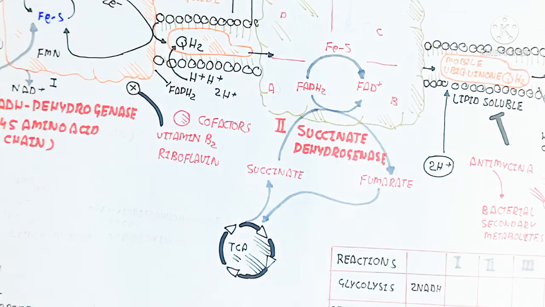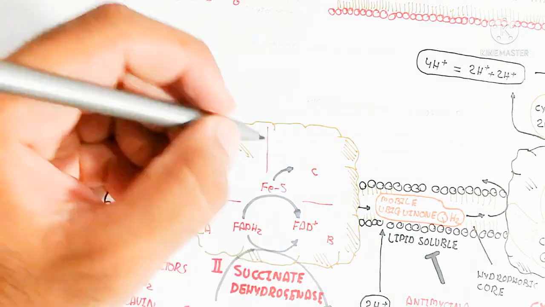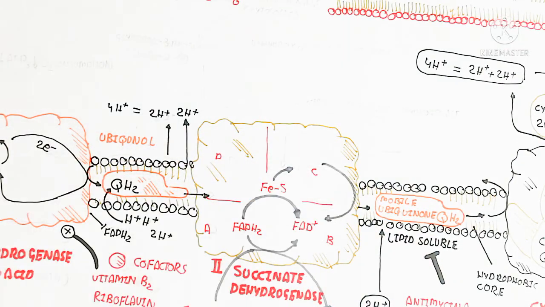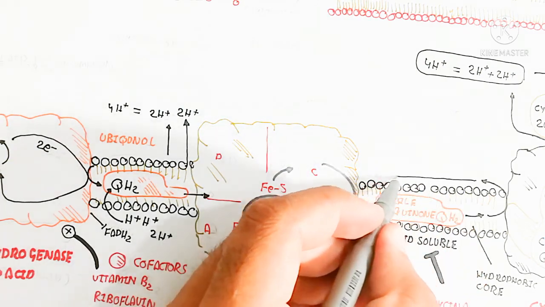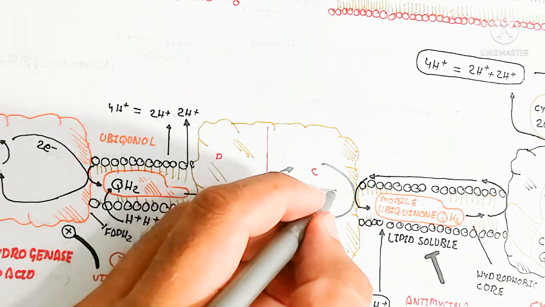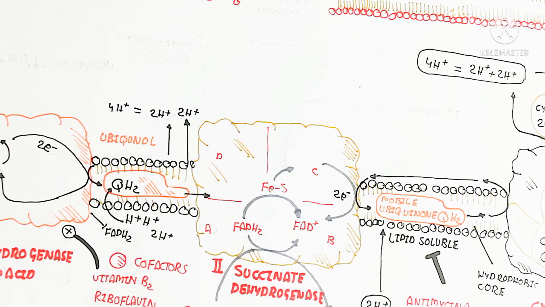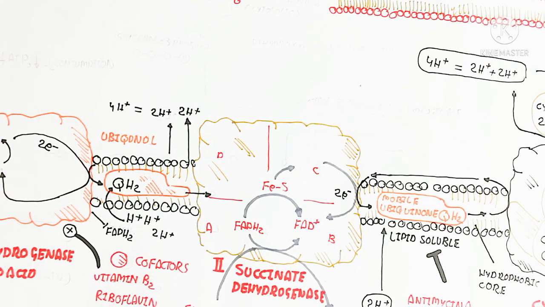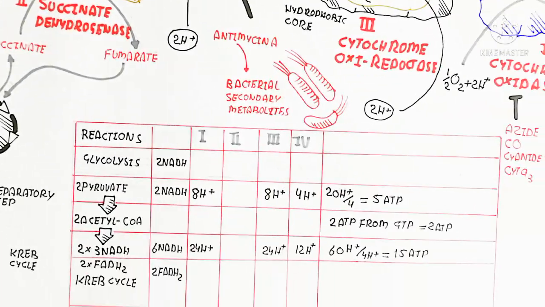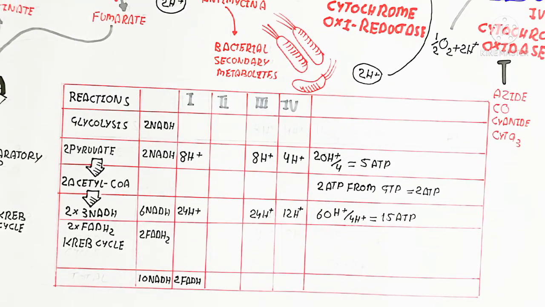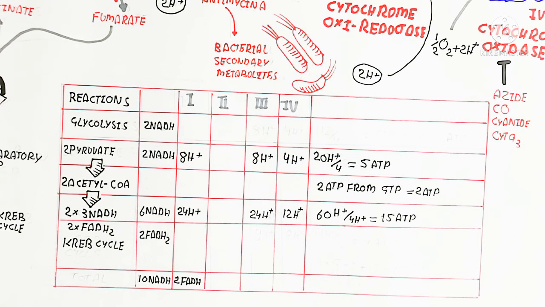Basically it also contains an iron sulfur protein, and in this manner this enzyme converts FAD into FADH2. After this conversion, the succinate dehydrogenase enzyme converts the succinate into fumarate, and this fumarate will again go into the Krebs cycle. But the important thing is that you need to understand the FADH2 is not involved in complex 1. So remember that.